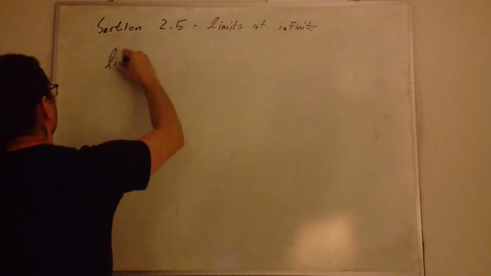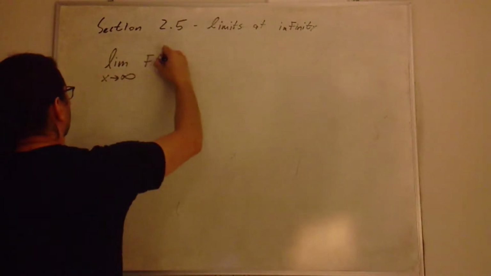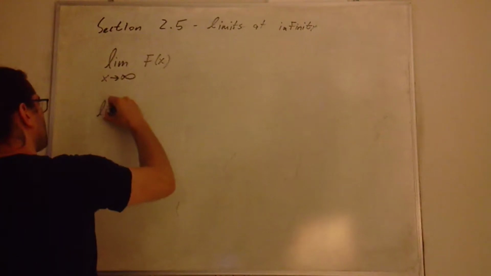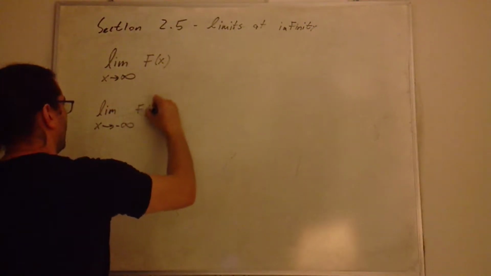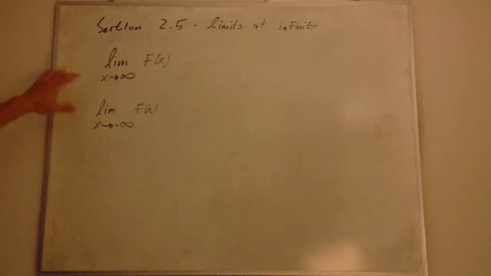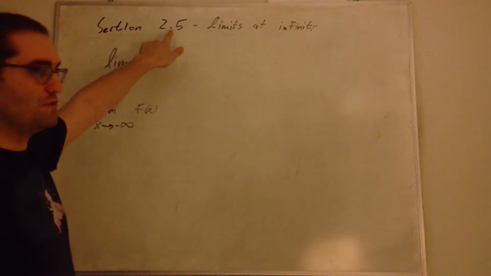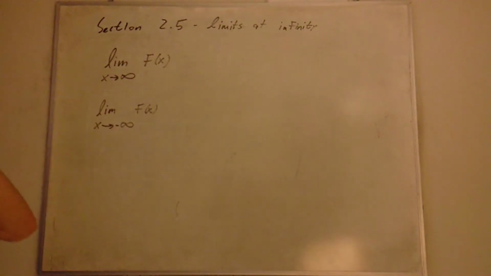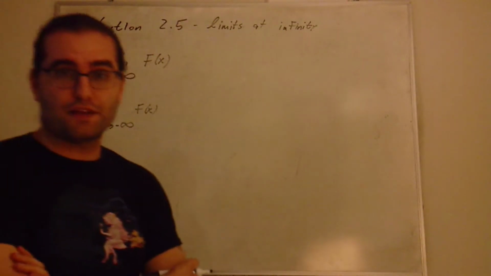this. The limit as x approaches infinity of f of x, or the limit as x approaches negative infinity of f of x. These are the two topics we're going to deal with in section 2.5, limits at infinity. We're going to see what happens when we plug infinity or negative infinity into this function. And here's the very interesting news about this.